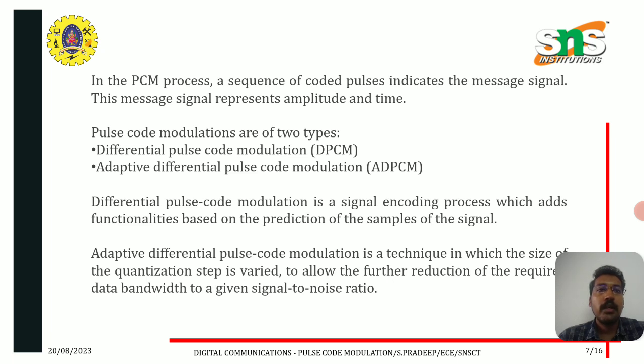Pulse code modulations are of two types. First one is differential pulse code modulation, and the second one is adaptive differential pulse code modulation. Differential pulse code modulation is a signal encoding process which adds functionalities based on the prediction of the sample of the signal. Adaptive differential pulse code modulation is a technique in which the size of the quantization steps is varied to allow the further reduction of the required data bandwidth to a given signal to noise ratio.